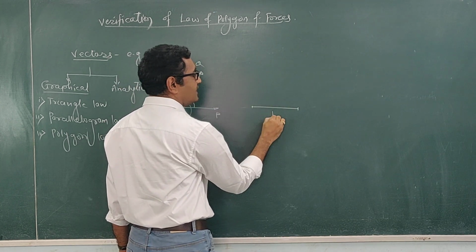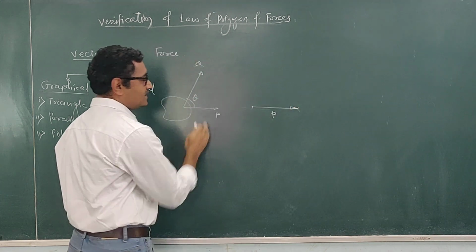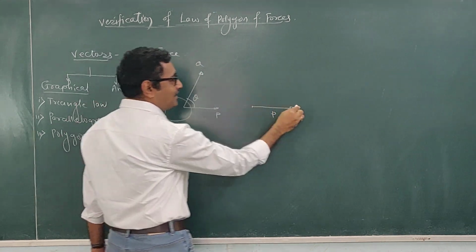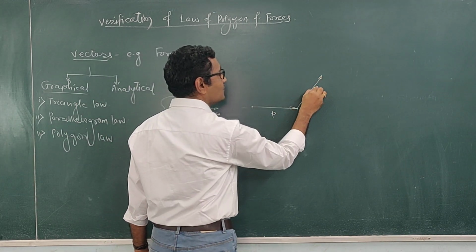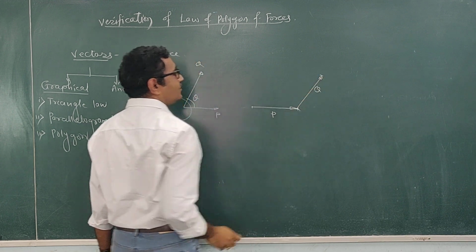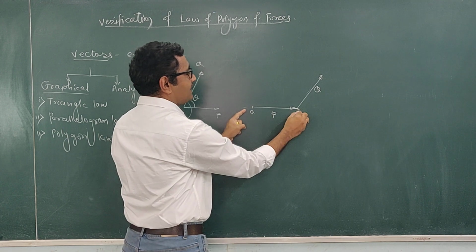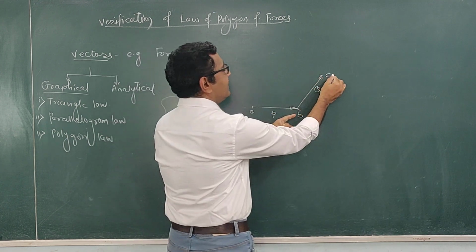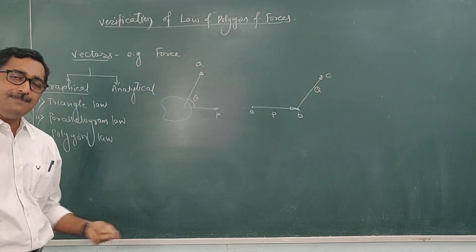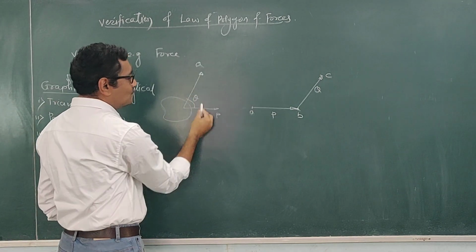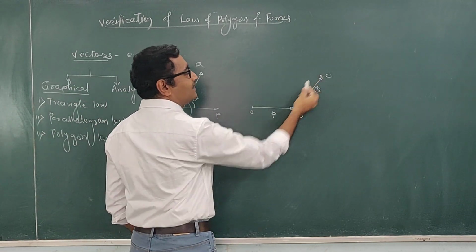So this length represents the force P graphically with some suitable scale. Then draw the line parallel to the line of action of this force Q here, and with the same scale you have to represent this force Q also. This AB length represents the force P, and this BC length represents the force Q by using the same scale.